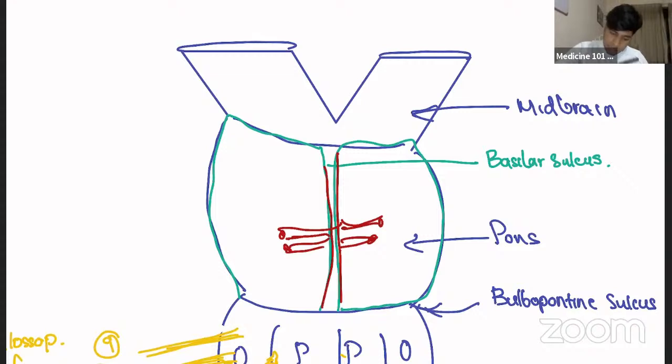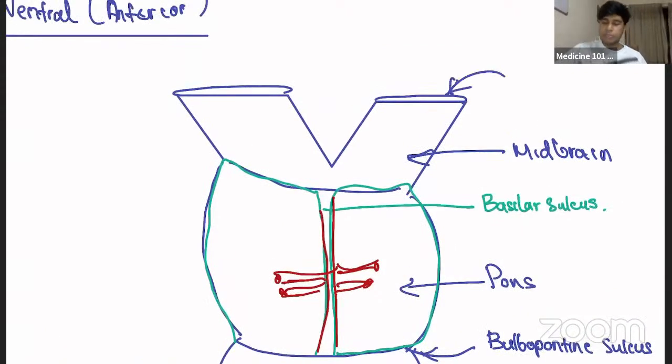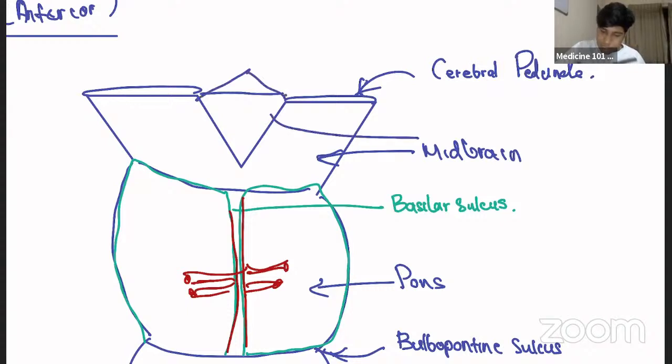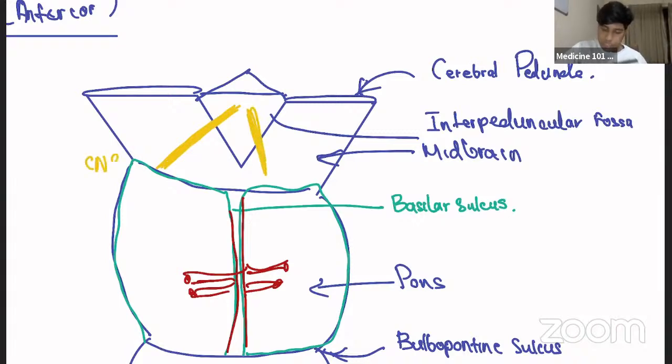And this thing, can someone give me the name of this? It's called the cerebral peduncle. There are two of them. And between them, there's a dark space, which is called the interpeduncular fossa. And here is where cranial nerve number 3 comes out. You need this. Cranial nerve 3 comes out from this.